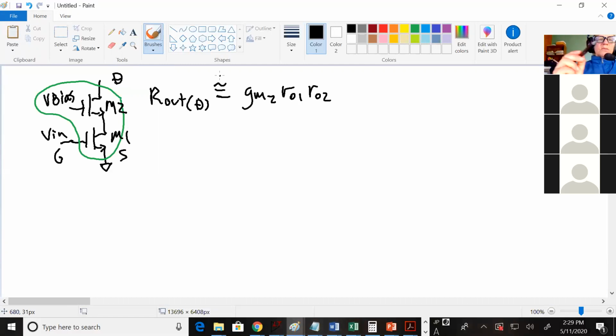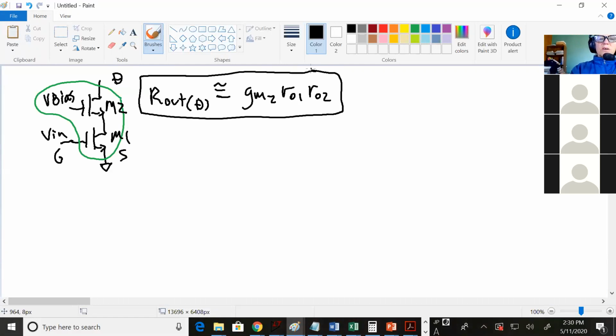So what gain boosting does is it looks at this equation and says, I can't do much with RO. Those are just your VA over IC. So if I've picked a particular transistor and a particular current, I can't change these. But it turns out you can change this GM value. We are changing a GM value, but it's in the R out equation, so we're actually changing R out. We're changing the GM of M2, which in turn increases your R out value.